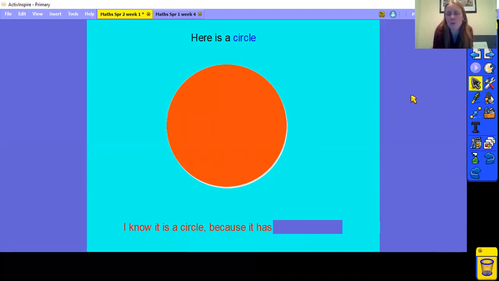Here's the other shape that we learnt about yesterday, and it's a circle. How do we know that it's a circle? Pause the video and use the red sentence at the bottom of the screen to tell your grown-up how you know.